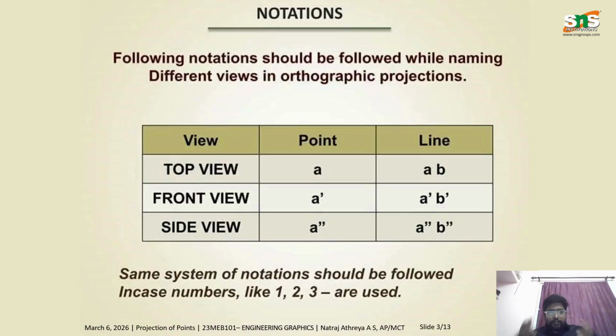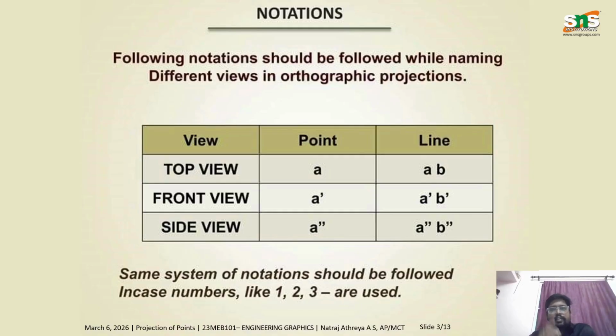Simple. So if you look at it from the top, and there is a point, the point is labeled A. It is a point A. If there are multiple points and they are connected together by a line, then it is represented by that. Let's say we have point A and point B, then the line is AB. If we are looking at the front view, and there is a point A, then it is represented as A dash. We are looking at A from the front view, right? So it is A dash. So if there are multiple points connected, then it is A dash, B dash.